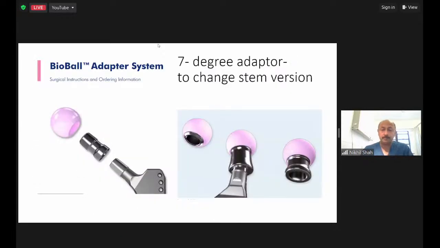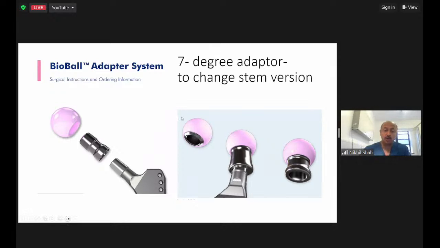So one of the devices that we have on the shelf is called the BioBall adapter system. It is distributed by Lima. What it consists of are these trunnion sleeve adapters, and you can get them in neutral version, or you can get them so that you can anteverted them up to 7 degrees change of version. They can match most known taper combinations in the world, like 9/11, 9/13, 12/14 or 14/16.